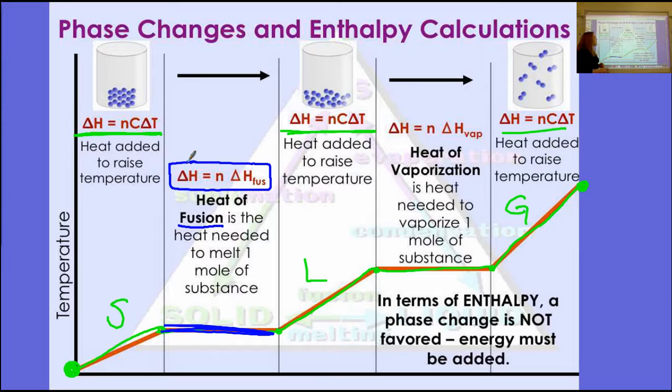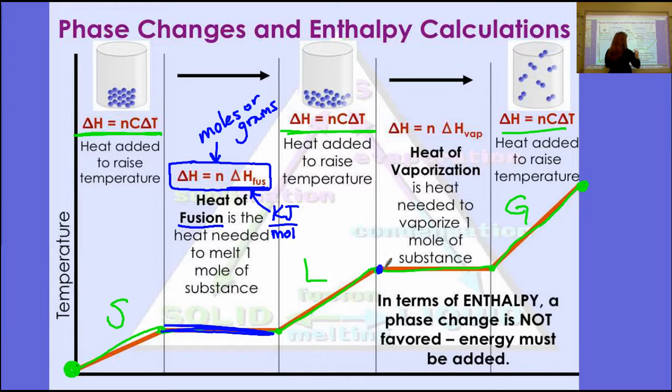ΔH equals nΔH fusion. This n is still your amount. This time it's usually in moles or grams. And your ΔH fusion, again, is a constant given to you on your big data table sheet. So look for the specific substance that we're using, and you just pull this number right off here. This is usually in kilojoules per mole. No temperature change, so we don't need ΔT.